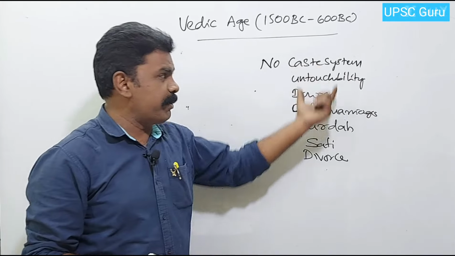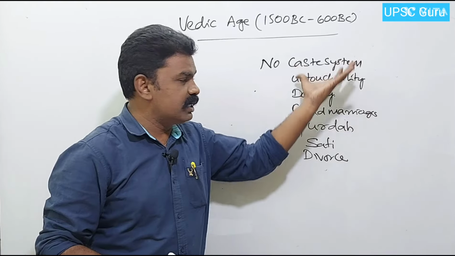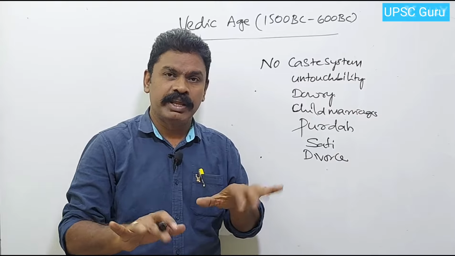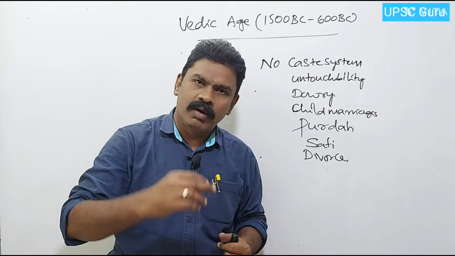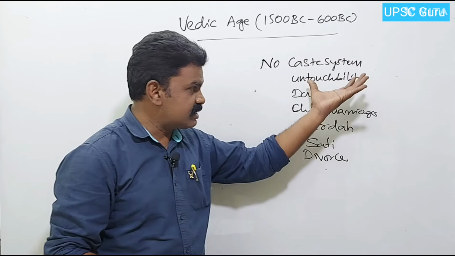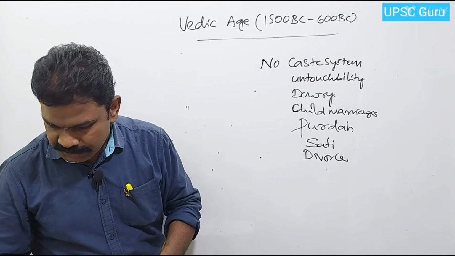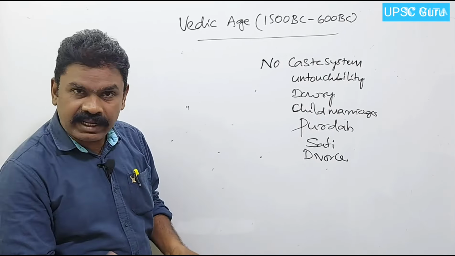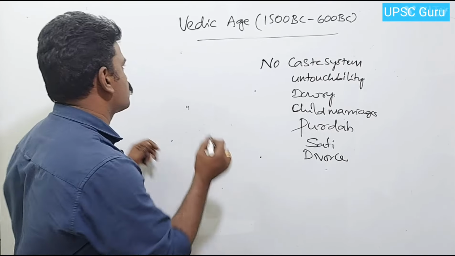That's why Swami Dayananda Saraswati used to say, go back to the Vedas. Vedic society is very pure, egalitarian, a very great society, what we have once we go to the Vedic society. So this is early Vedic society, compared with the later Vedic society. Coming to the later Vedic society.